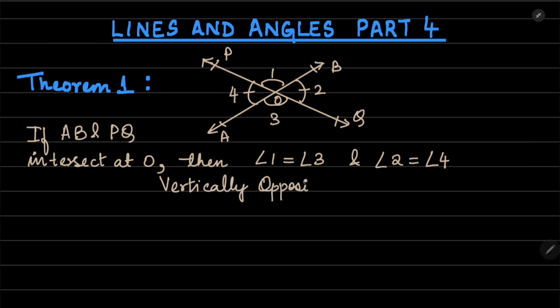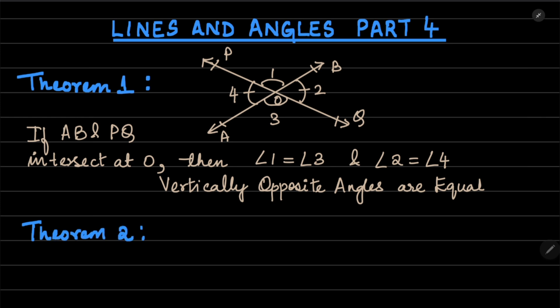Vertically opposite angles are equal. Okay, so this is your first theorem in your lines and angles, which you have to remember. Okay, now moving on to theorem 2. Let me write this, theorem 2.